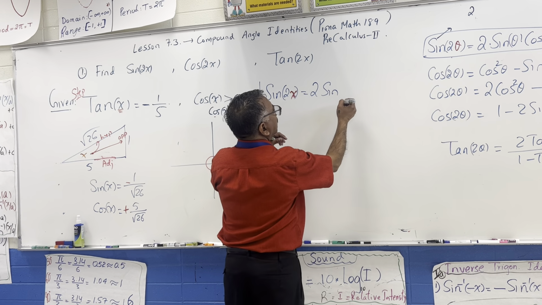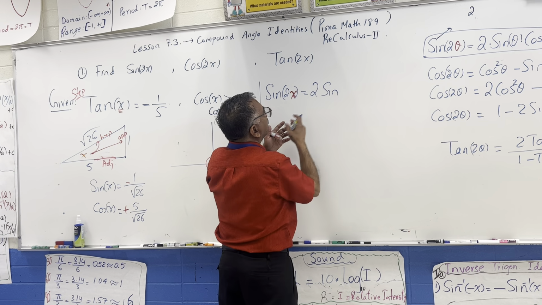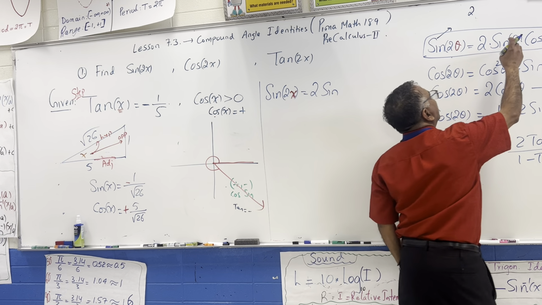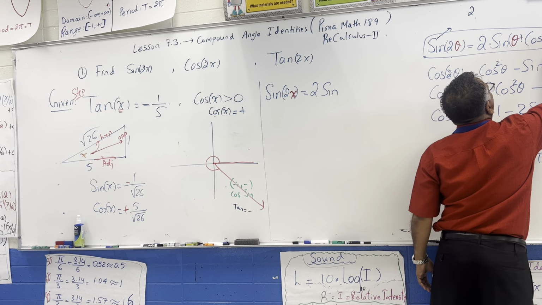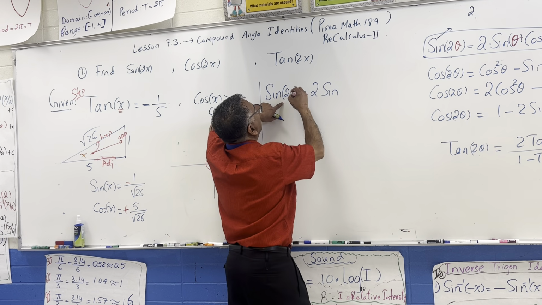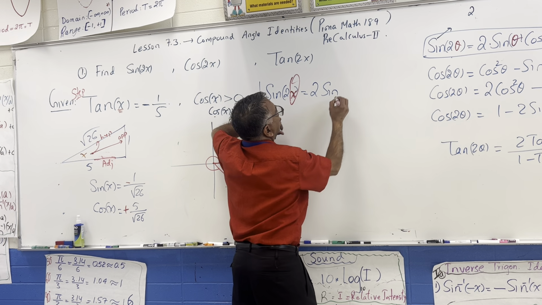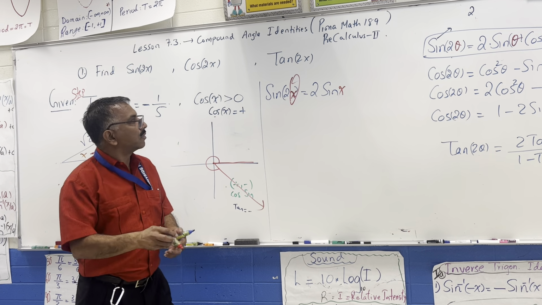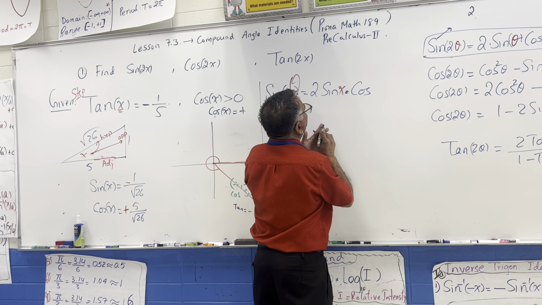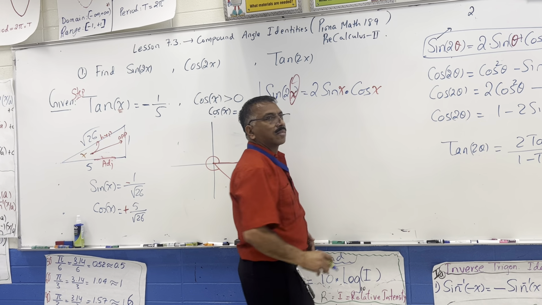Yeah. 2 times sine what? It's sine theta, right? So that theta is x, correct? Yeah. So theta, this is your theta, right? So that's x, agree? Plus cos x. Times cosine of x, the same x.